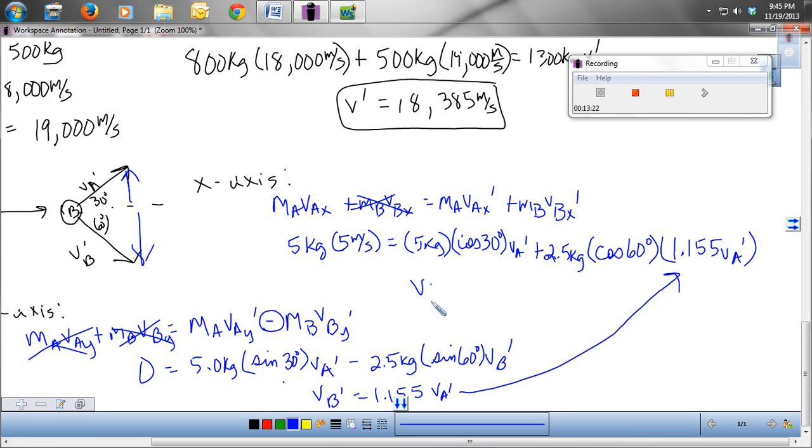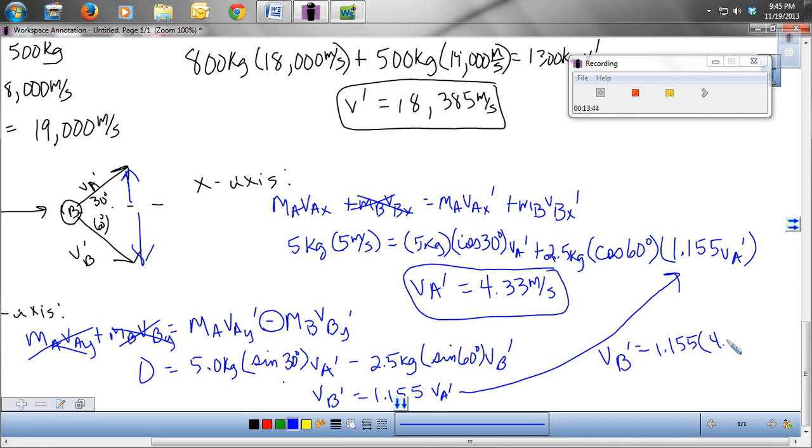So then I did my math and I solved for VA prime. And when I did it, I got VA prime to be 4.33 meters per second. And then I got VB prime is 1.155 times 4.33. And VB prime was 5 meters per second. All right, please study.